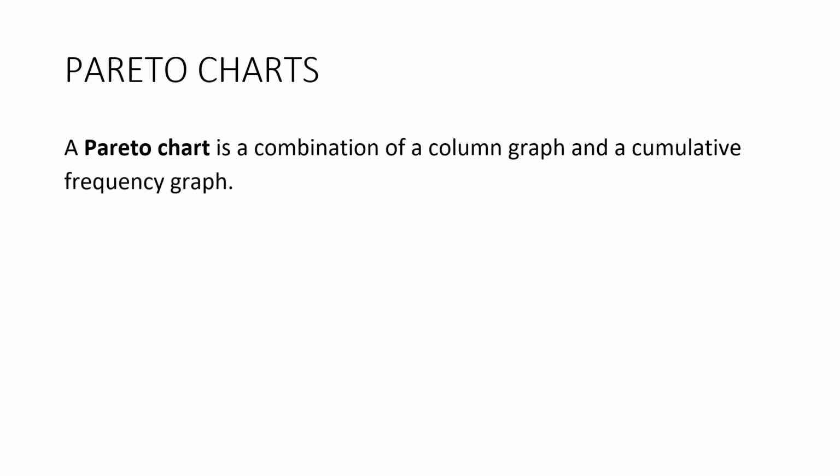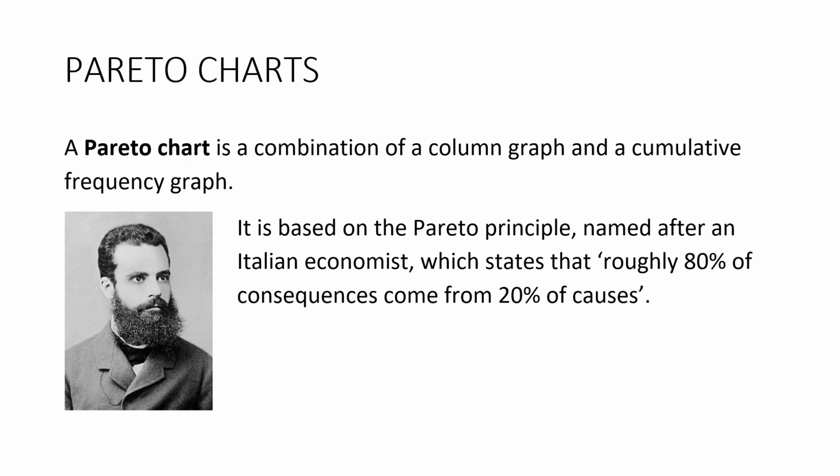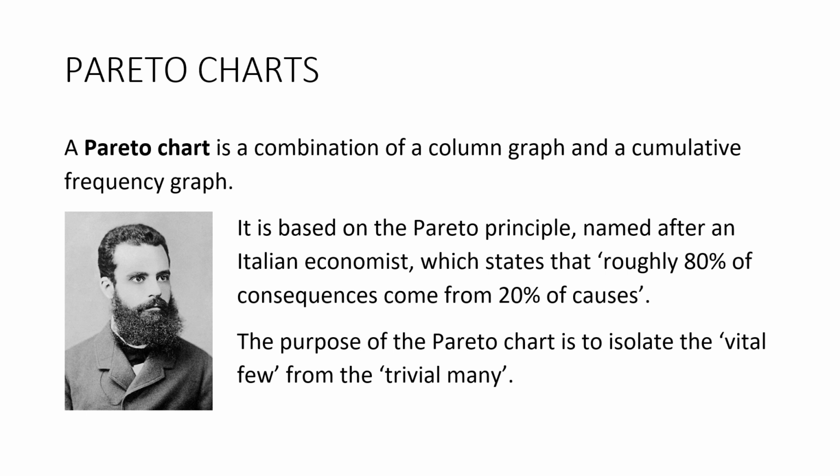Okay, last thing for this lesson is the Pareto chart. Now this is new to the course. It's an economics chart. It's a combination of a column graph and a cumulative frequency graph. Now it's based on the Pareto principle, which you may not have heard of, but you may have heard of the 80-20 rule. It's named after an Italian economist, and he stated that roughly 80% of consequences come from 20% of causes. And the reason that we use the Pareto chart is to isolate the vital few, so the really important things, from the trivial many.